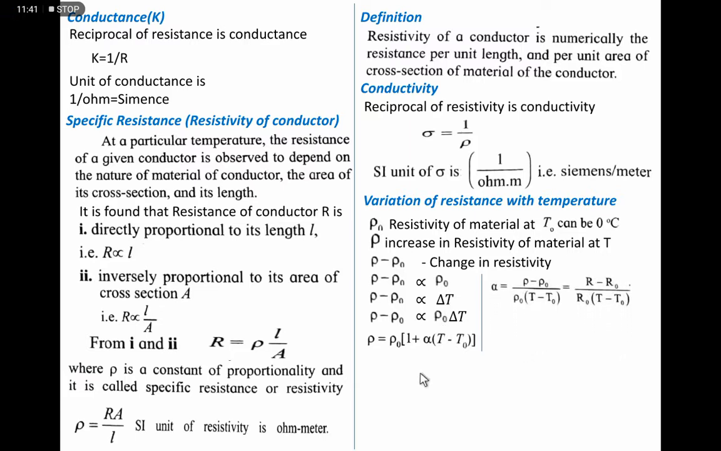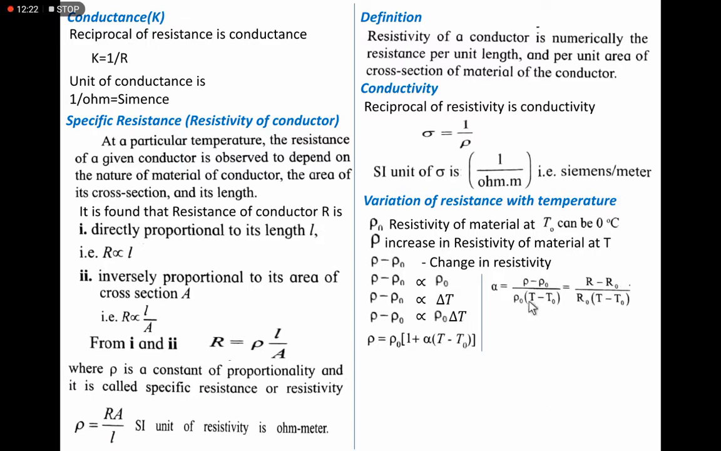Then by rearranging the terms, alpha is equal to rho minus rho naught divided by rho naught into change in temperature. You can write delta T over here; instead of delta T, you can write T minus T naught. Delta T is the change in temperature. The increase in temperature is T and the original temperature is T naught, so the subtraction of these will give us the change in temperature.